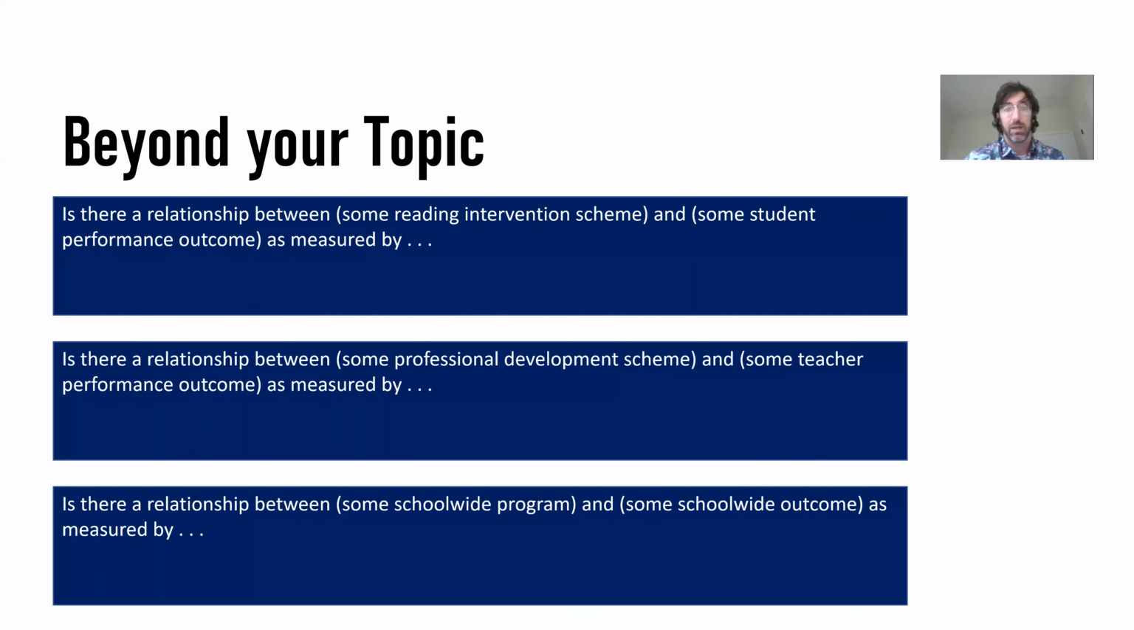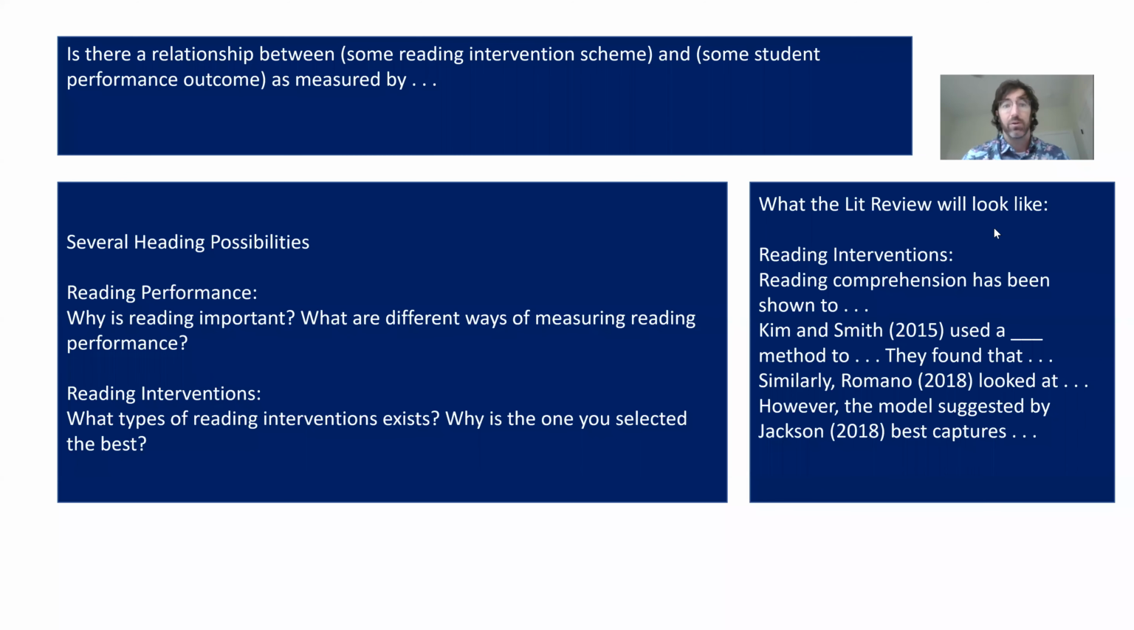Now, it's important to note that I purposely wrote some reading intervention scheme, some professional development scheme, because even though in each of your studies you're picking one, what you're really picking is some scheme among many, some program among many. So keep that in mind. You're picking one element out of this overarching idea. So like I noted, you're picking some intervention out of a bigger idea and some performance outcome out of some bigger idea, even though you're picking specific things.